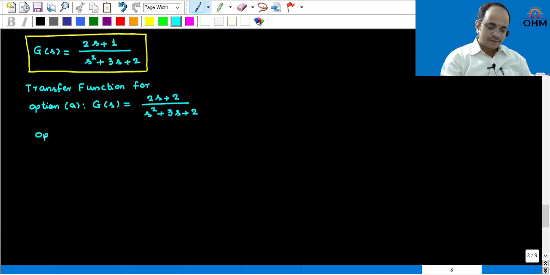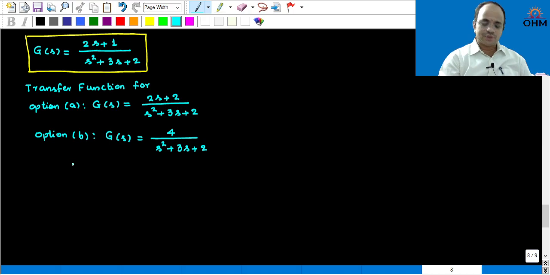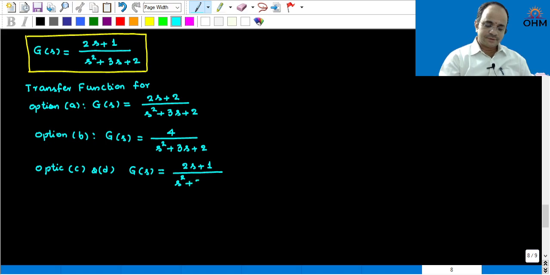Next, for option B, G of s is equal to 4 divided by s square plus 3s plus 2, and I found for options C and D, the transfer function is 2s plus 1 divided by s square plus 3s plus 2.